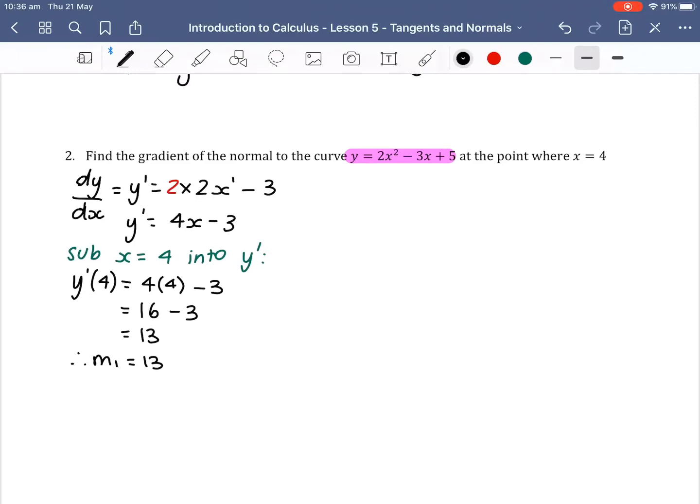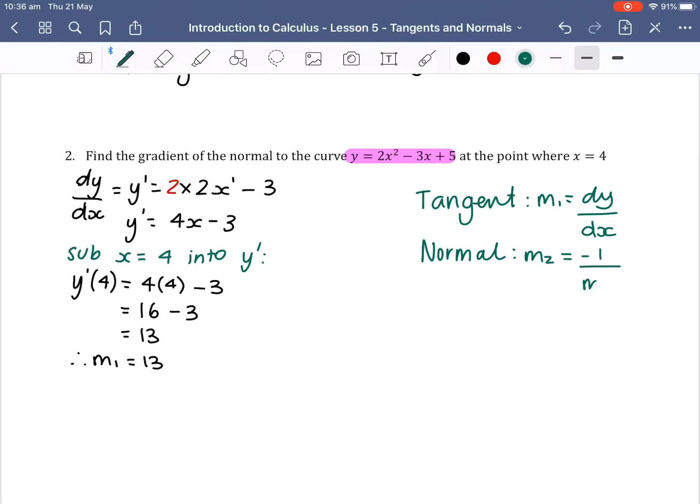We need to remember, when we're finding the gradient of perpendicular lines, that our tangent gradient is always m1, which just equals our dy on dx. But our normal is perpendicular to our tangent, so it is going to be our m2, which equals minus 1 over m1. This is because they are perpendicular.